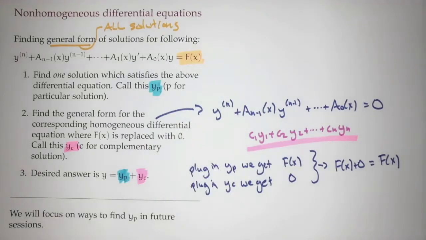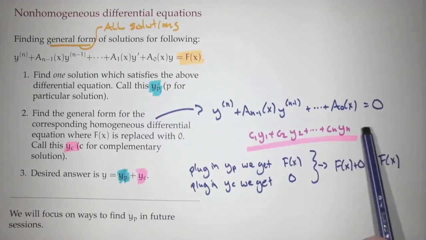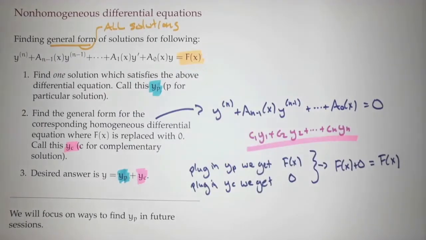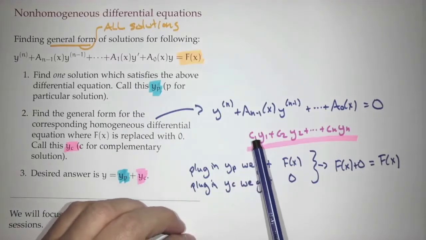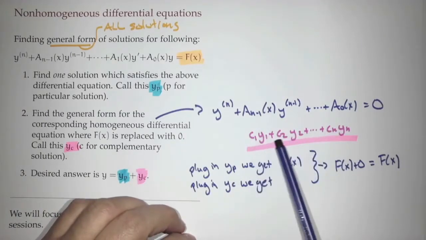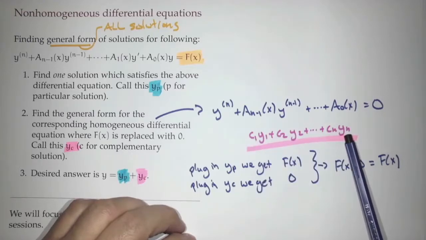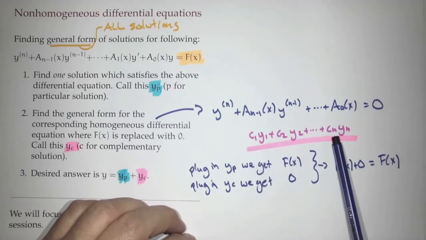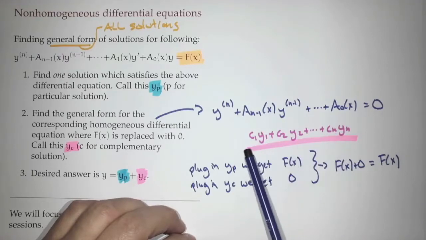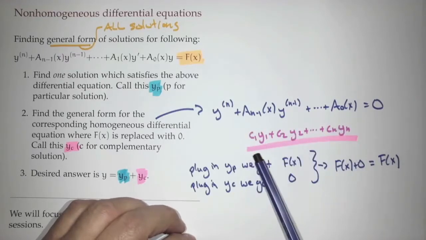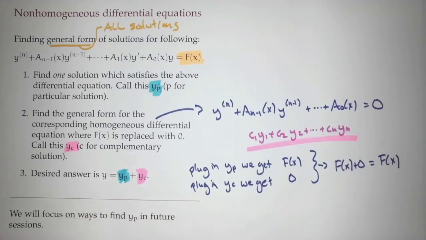But here's the nice part. This is a valid solution regardless of what I pick for my complementary piece. How many choices do I get to make? In other words, how many constants do we have? We get n constants. That means we get n choices, or n degrees of freedom. That's enough freedom for us to satisfy any initial conditions.